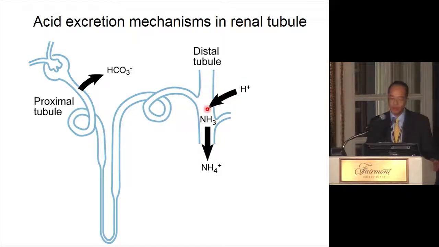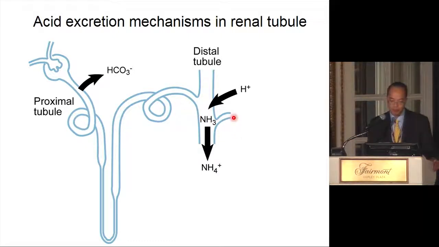So the proton pump in the collecting duct is secreting acid, but if you just secreted hydrogen ions, you couldn't really get rid of a lot of acid. So you need a buffer, which basically is something that carries the acid out into urine without making the urine extremely acidic. And so that's what ammonia does.